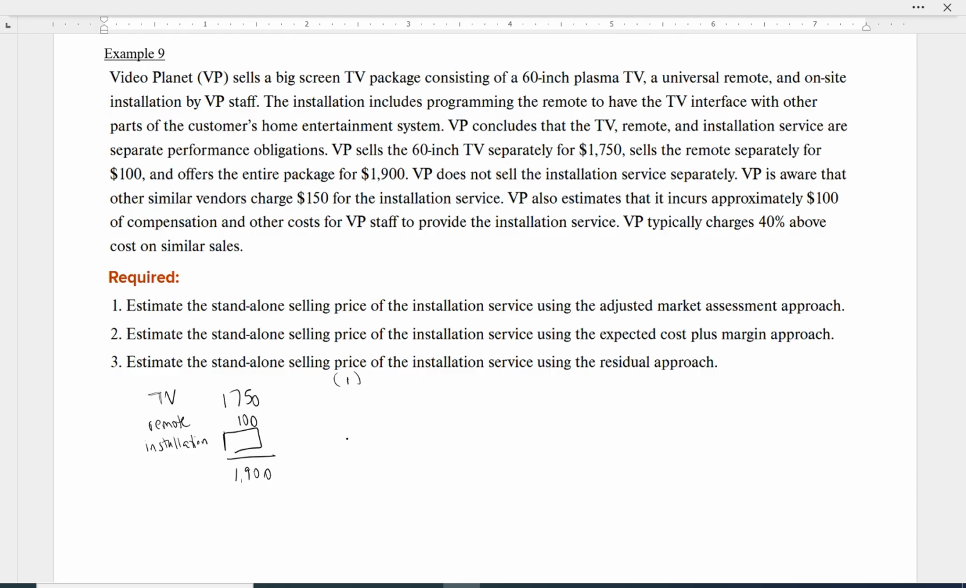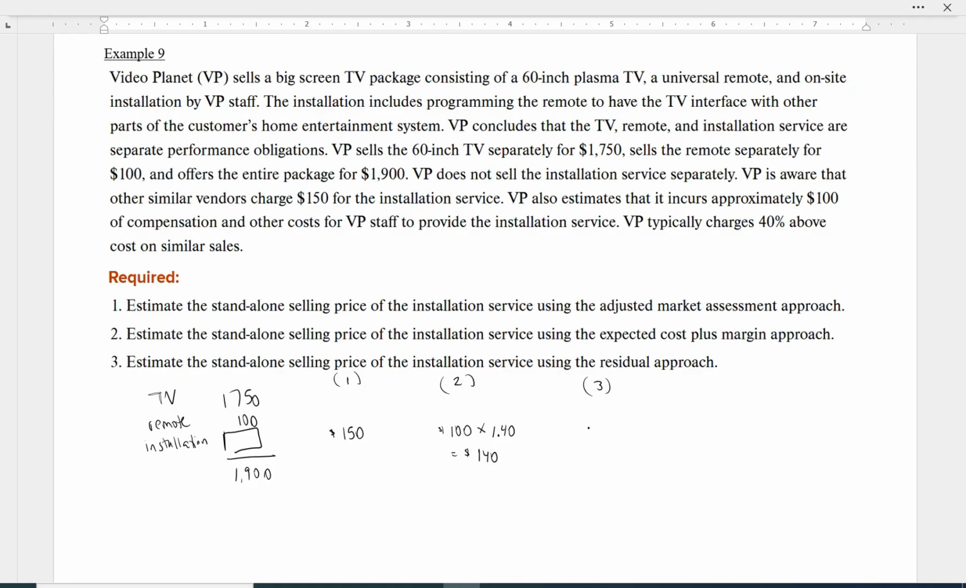Okay, under option 1, using the adjusted market assessment approach, what are our competitors doing? Similar vendors charge $150. So that's our answer for requirement 1. Requirement 2, expected cost plus margin. It incurs approximately $100 of compensation, and they typically have a markup of 40%. So under the cost plus margin approach, it would be valued at $140.